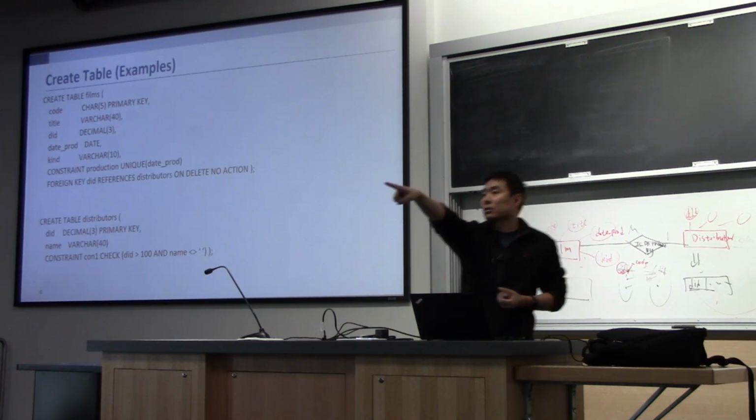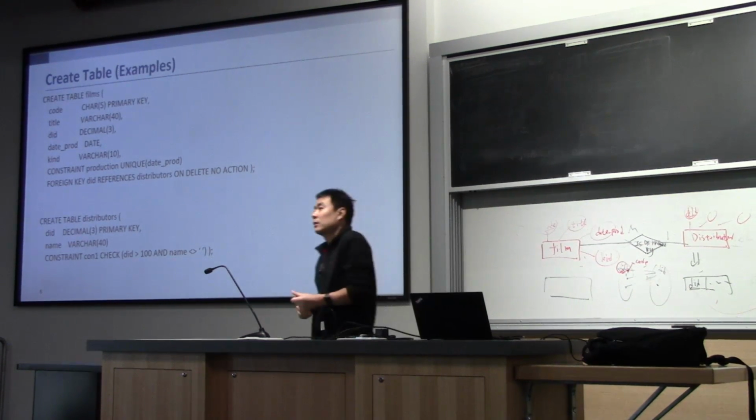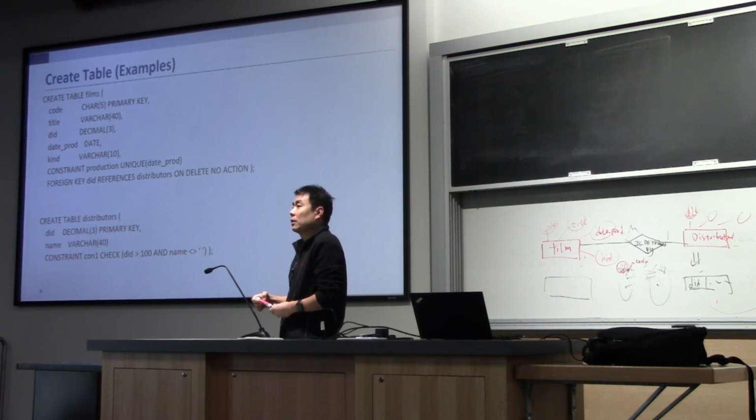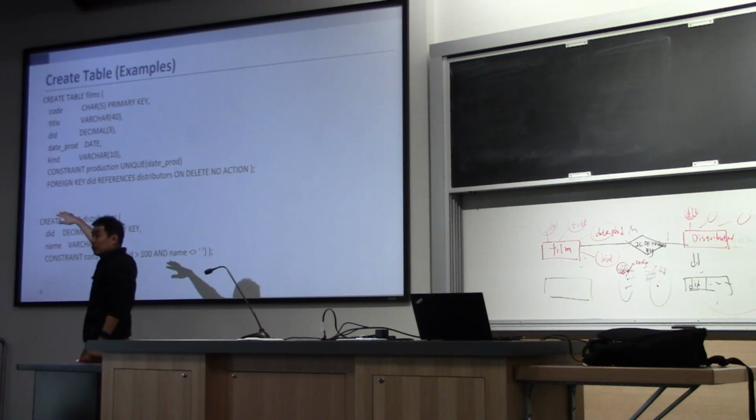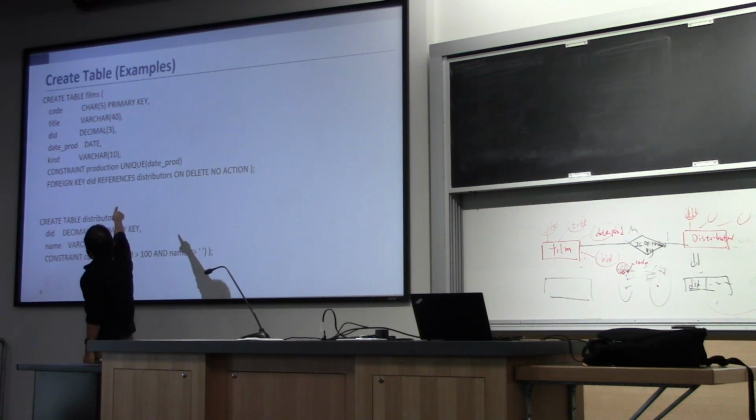But two questions over there. She goes first. Is production just a given name for the constraint? Oh yes, production is just a given name to that constraint. Is that necessary? You don't have to give it.